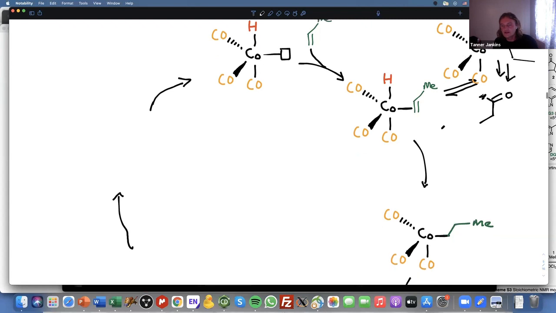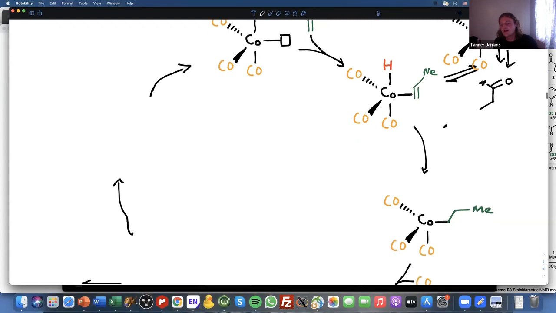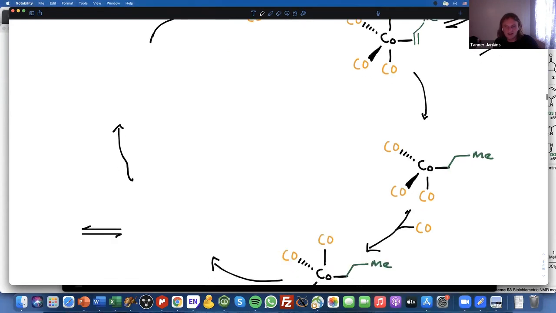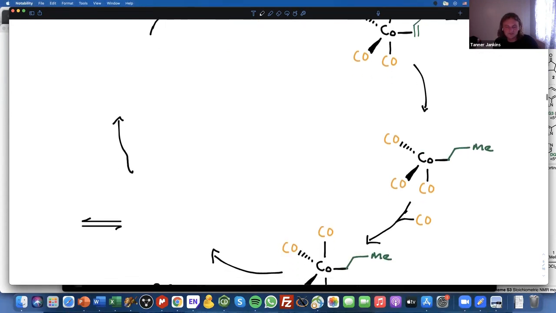However, in this case, we'll just focus on the main on-cycle reaction, which is the formation of the linear aldehyde. So after formation of this cobalt alkyl species, you can then readily coordinate another equivalent of CO.